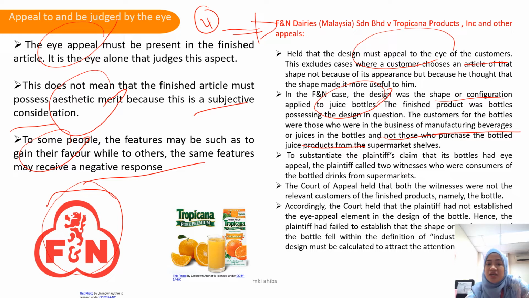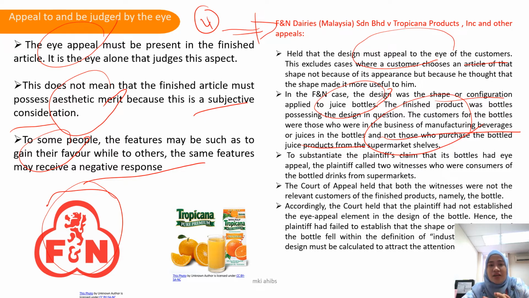Okay, so the court held that the right customer would be the person in the business of manufacturing. Why? Because when they bought the juice bottles, they are looking at whether these bottles actually serve whatever they want them to. Macam kita, when we buy any juices, be it F&N or Tropicana, we don't take a look at the design of the bottle itself. The one who takes a look at the design of the bottle is the person in the business of manufacturing beverages. So the right customer should be the manufacturer.